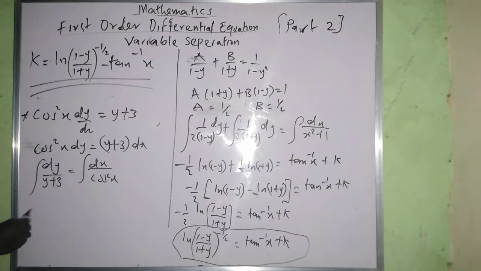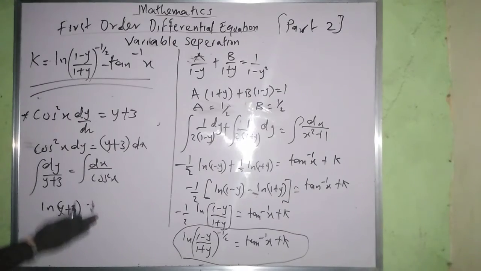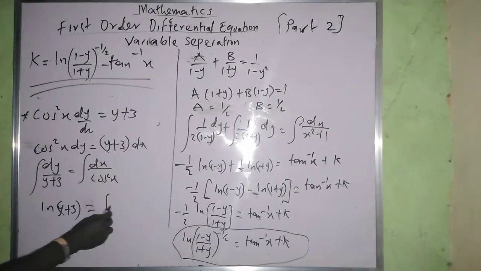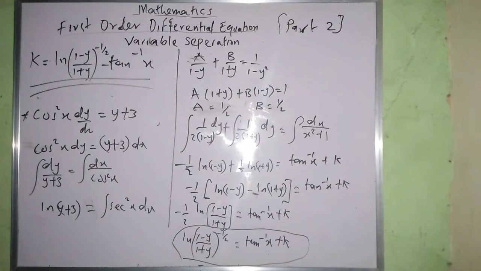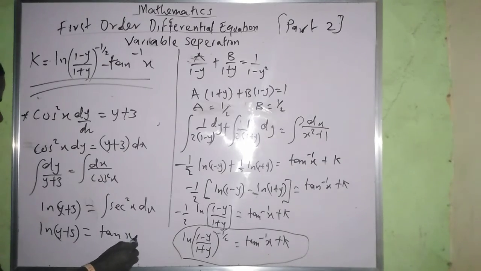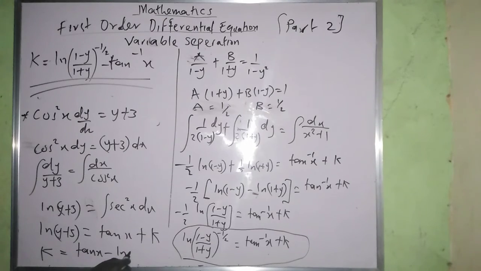I can take the integral of the two. I can write this as ln(y plus 3) equals the integral of sec squared x dx. Now if I integrate my sec squared, I'll be having tan x plus k. So k can now be equals to tan x minus ln(y plus 3). That is my final answer. Something like this can come out as an objective question in any given exam.